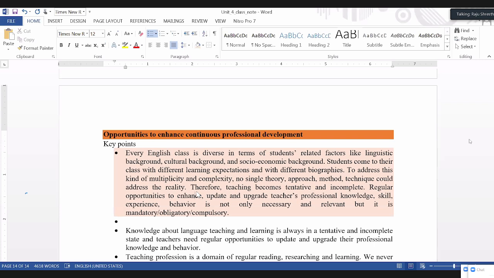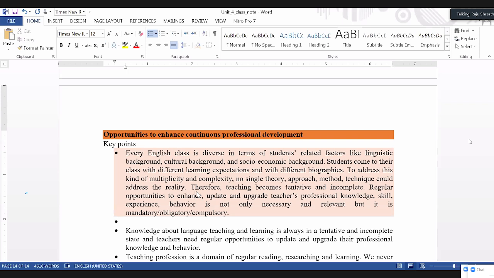Different kind of learning expectations they might have from the classroom or teacher, and different biographies also. Biographies means their experience, their information related to learning. They might have different biographies. To address this kind of multiplicity and complexity, no single theory, approach, method, technique could address the reality. सक्दैन. There are always this teaching भनेको के हुन्छ, tentative भइदिन्छ, incomplete भइदिन्छ.